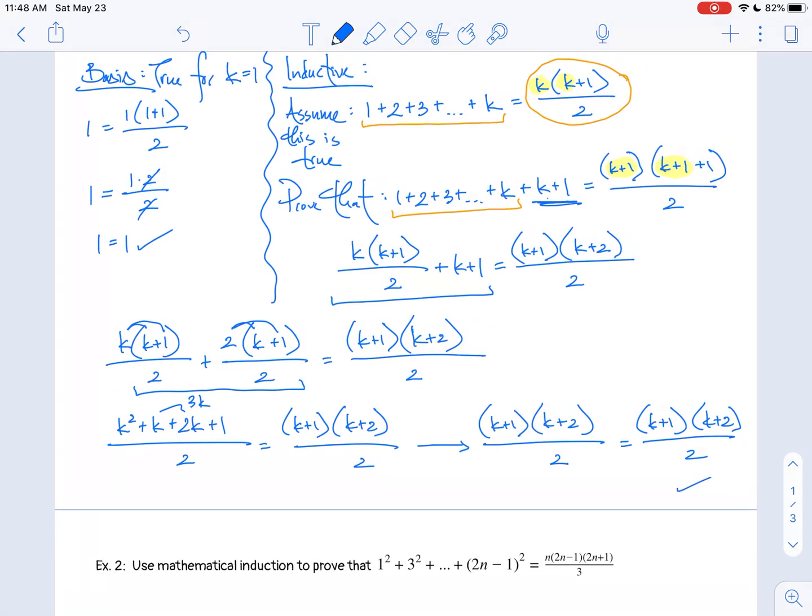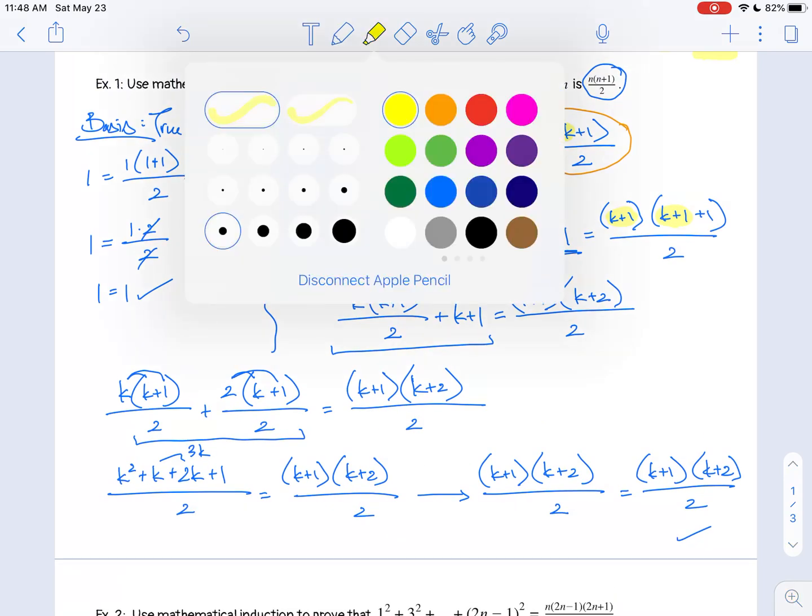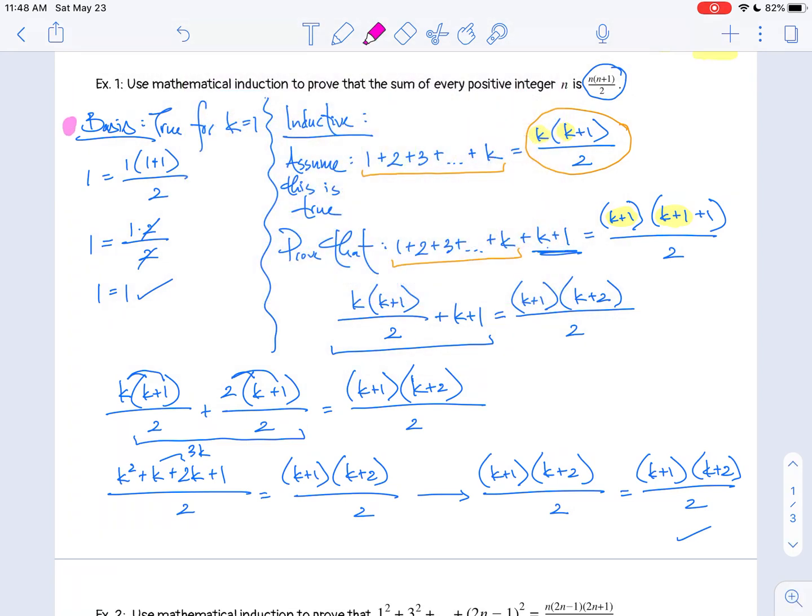Okay? And so that's it. We've shown that it's true for the basis step. Okay? So again, the basis step was this one, that it is true for k equals 1. And then we assume that if it's true for k, we want to show that it's true for k plus 1. And so we did some substitutions, we found a common denominator, and we were able to show at the end that those two are in fact true. That means that we have achieved our goal of using mathematical induction to prove that the sum of every positive integer n is n times n plus 1 over 2.